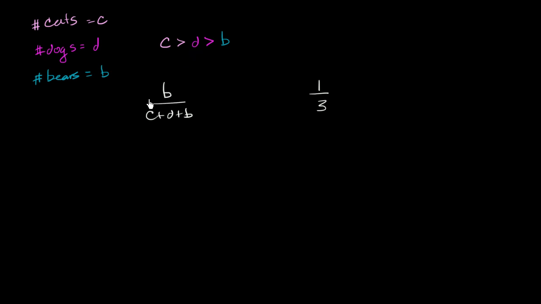So let's reason through what this expression is actually representing. This is B, the number of bears, over the number of cats plus the number of dogs plus the number of bears. So it's the number of bears over the sum of all the animals. So it's the number of bears over all of the animals. So this really is the fraction that are bears.